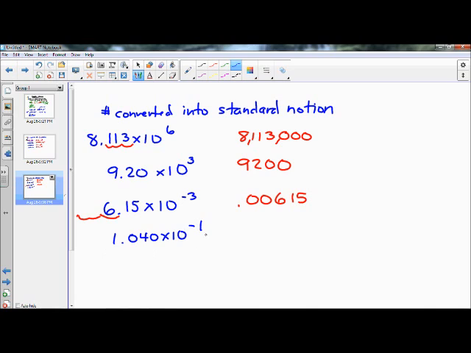Okay, so this is a negative 1, which means the value of this is less than 1. It means the decimal point is going to go this way. Only 1 decimal place, so it's going to go right there. Now, this 0 at the end is a significant 0, so it has to stay in the final answer. This would be 1040. All right, now it's your turn to practice.